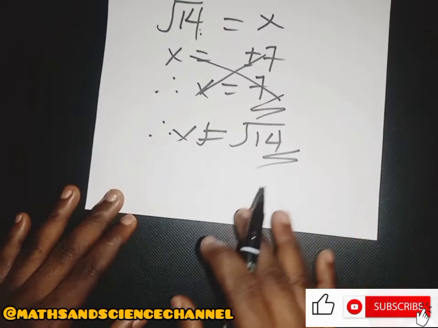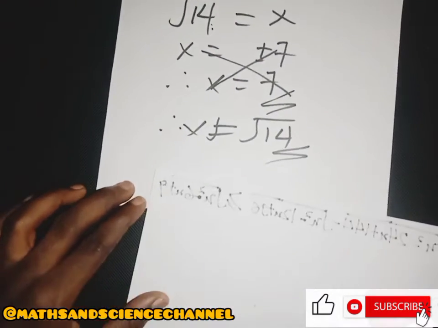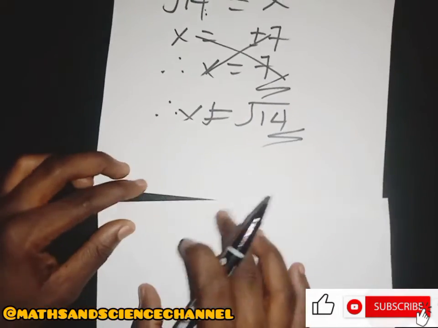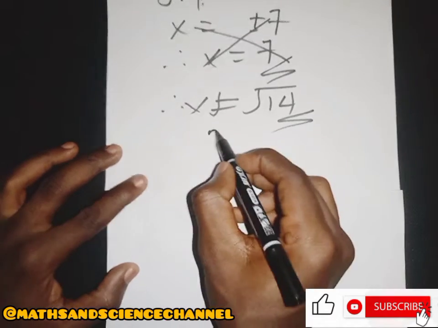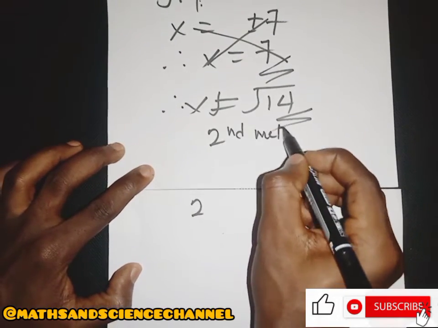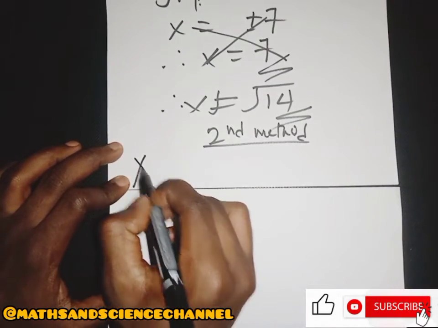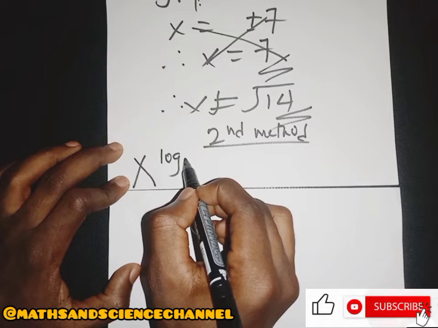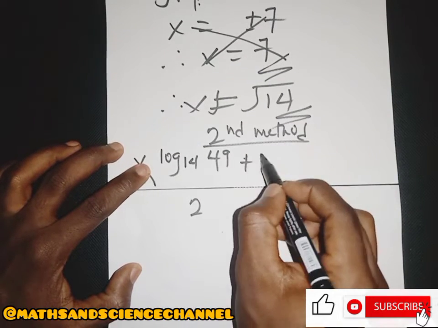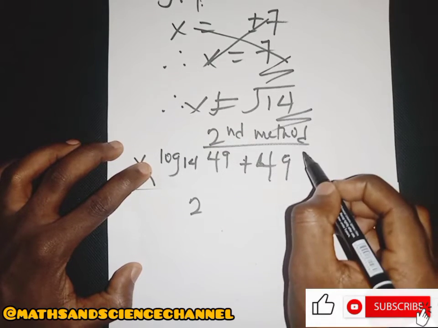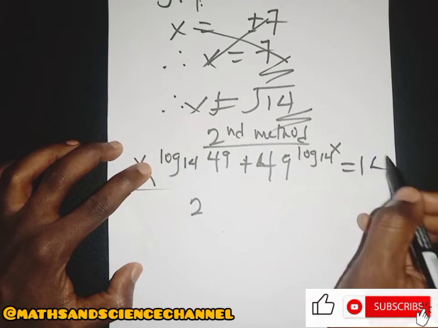So this is the first method, and then let's try the second method, right? So let's try using the second method and see what is going to happen. For the second method we have x to the power log base 14 of 49, and then we have plus 49 to the power log base 14 x, right, being equal to 14, right?